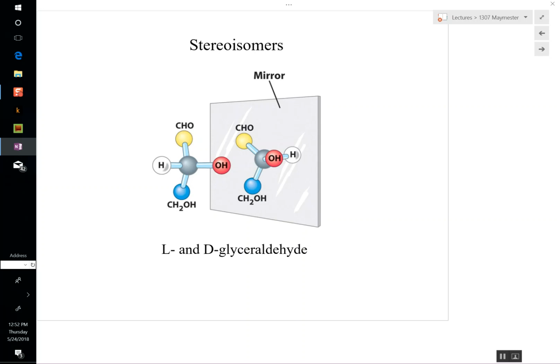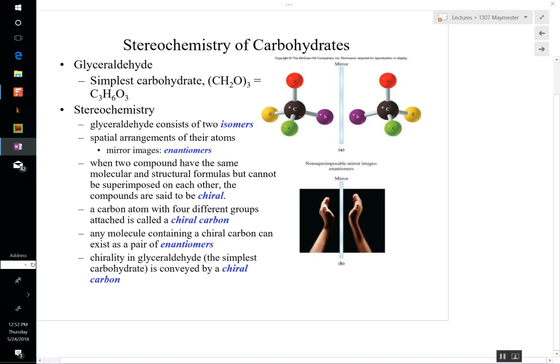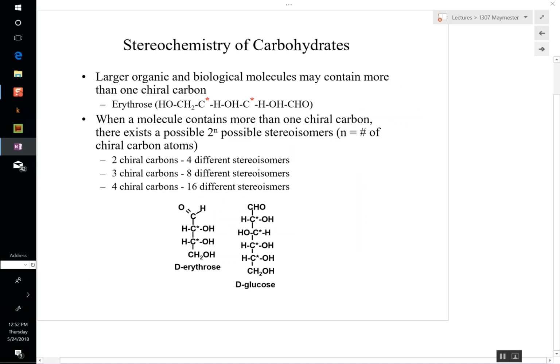So what does D and L-glyceraldehyde look like? What makes an optical isomer? A chiral carbon. Chirality has to do with a carbon with 4 different things on it. The 2 isomers are a pair of enantiomers. Enantiomers are optical isomers of one another. Where's my D?